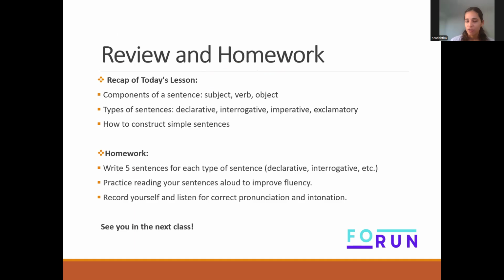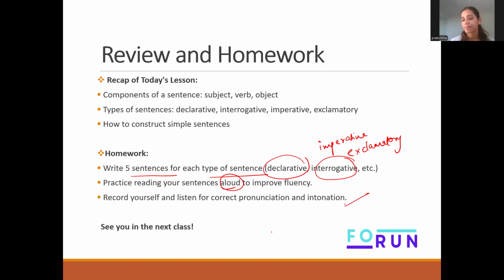So that is pretty much it for today, right? If you want to take homework, you can write 5 sentences for each type of sentence. 5 for declarative, 5 for interrogative. What were the others? Imperative, and then you had exclamatory sentences. Practice reading your sentences aloud, in a loud manner, to improve fluency. Record yourself and listen for correct pronunciation and intonation.